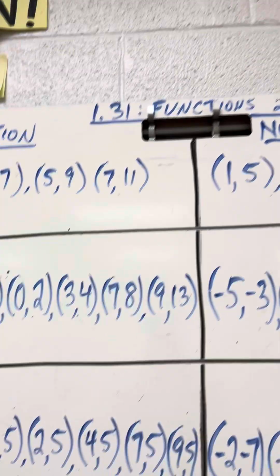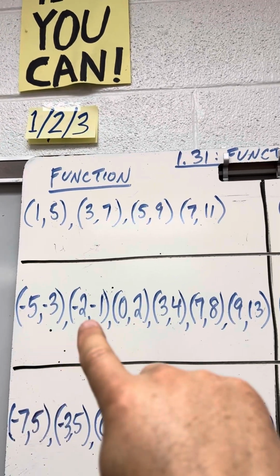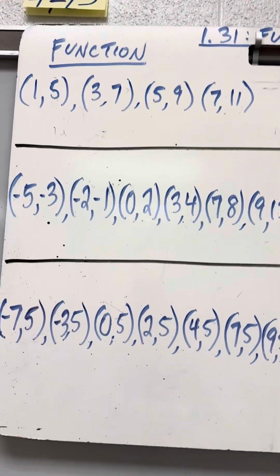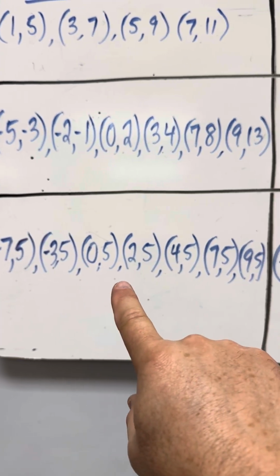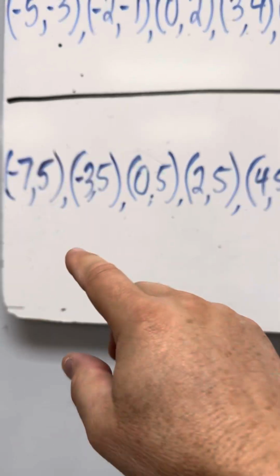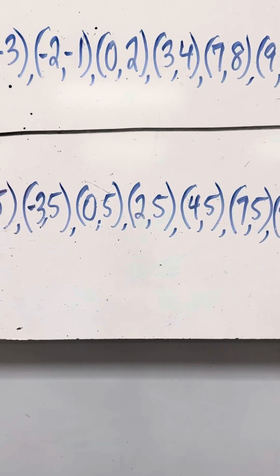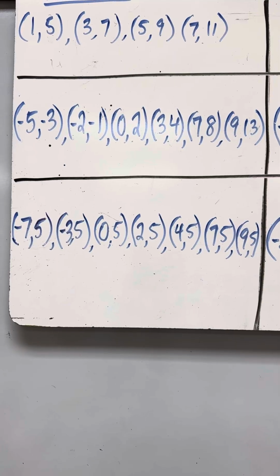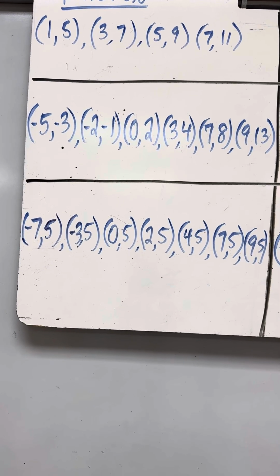Okay? Over here, it's a function. -5, -2, 0, 3, 7, 9. Function. Over here, -7, -3, 0, 2, 4, 7, 9. Function. Look at the y's. 5, 5, 5, 5, 5, 5. The y's repeat. That's okay. That's still a function if the x's do not repeat. The y's can repeat, the x's cannot.